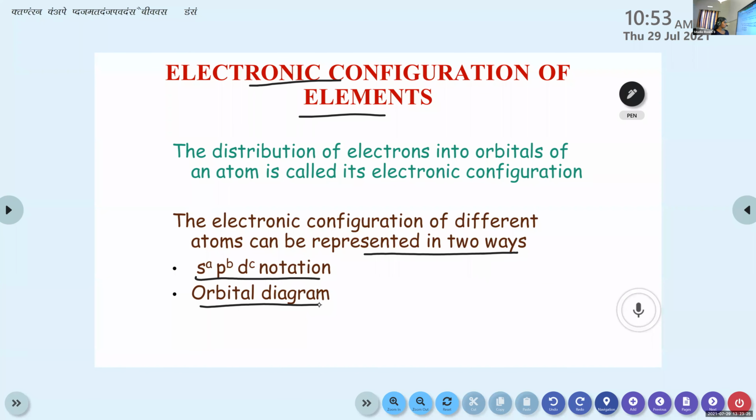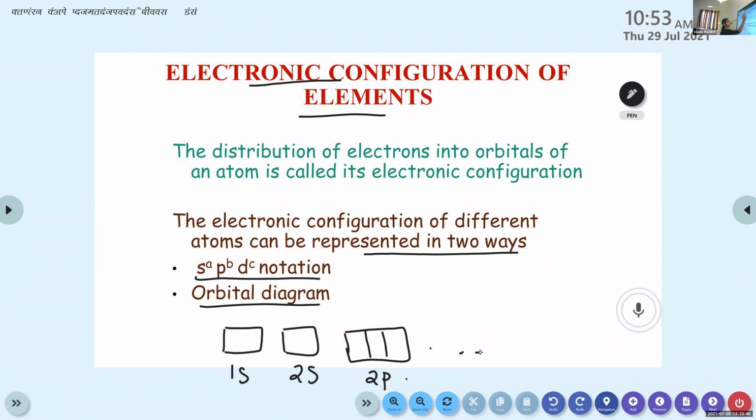The electronic configuration of different atoms can be represented in two ways. First method, SPDF notation, and the second one is orbital diagram. Orbital diagram means like this. 1s, 2s, then 2p, like that. This is the orbital diagram method.